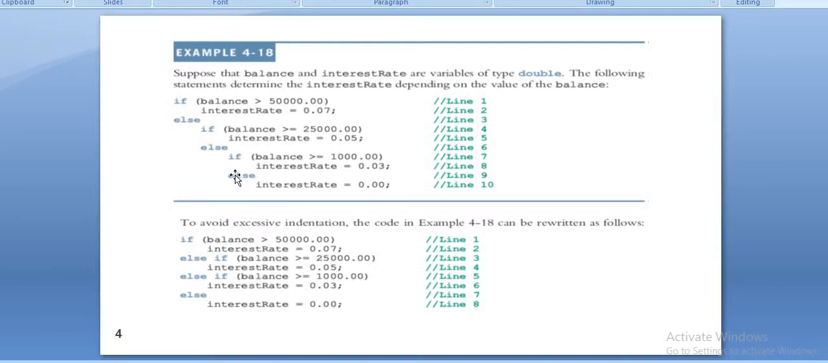If we are removing these else structures, then what happens? Balance will be compared with the 50,000. For example, yes, it is greater than 50,000. The interest rate will be 0.07. Again, if there is no else condition, then the second if will be checked. Again, the balance is greater than or equal to 25,000. For example, the balance is 51,000 rupees. This will be the result. Again, 51,000 is greater than or equal to 25,000.